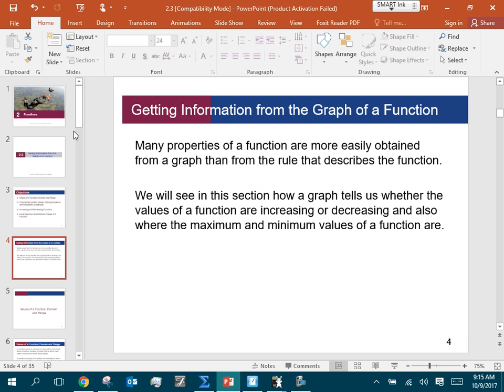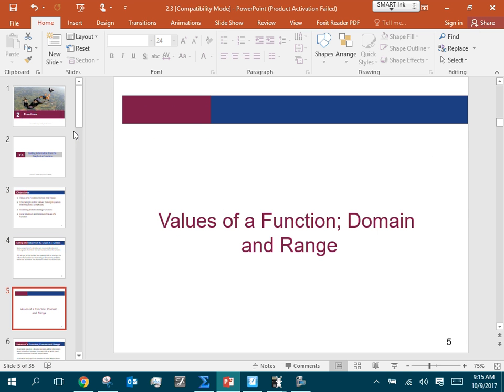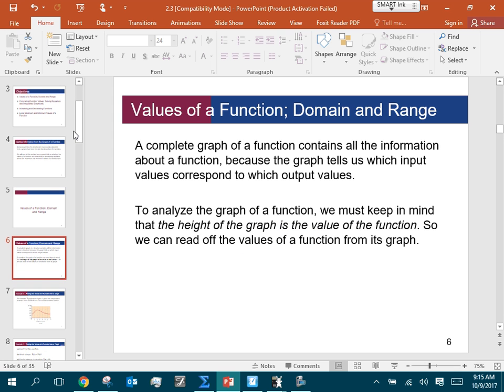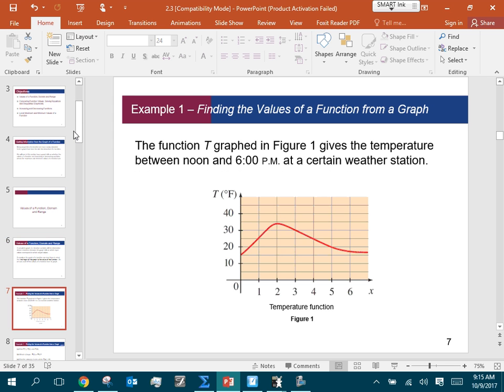But basically what we're doing here is comparing values from a function and seeing what they tell us graphically. The first thing we'll talk about is values of a function that are related to the domain and range. Kind of skipping through some stuff here. If we look at this function here, it's a function of temperature based off of some time value.